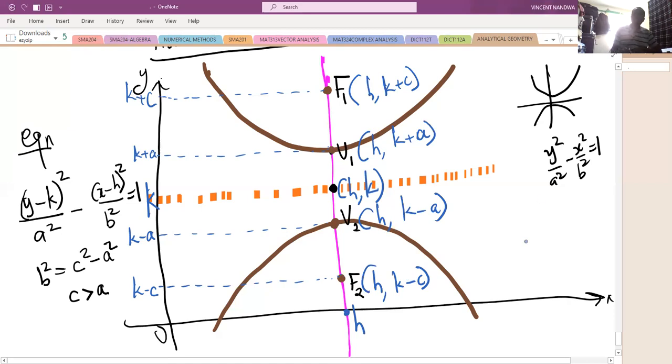And then eccentricity is still the same as c over a, the distance from the center to the focus over the distance from the center to the vertex. And this ratio, this number is always greater than 1 because c is greater than a for the case of hyperbola. So in the next session, we will discuss how to get the equations of asymptotes for hyperbola.